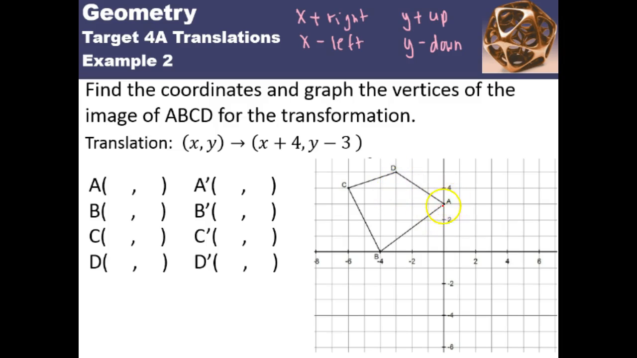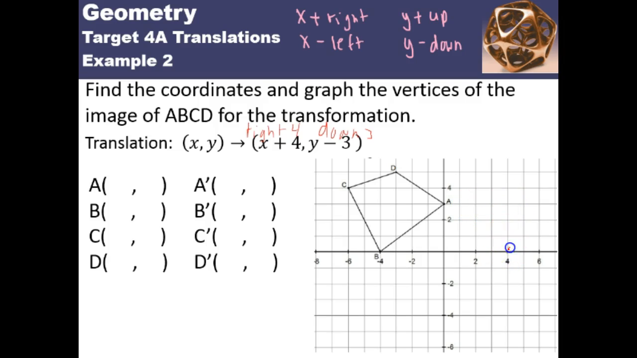A is this point right here, and this is saying x plus 4. So if I look up here, x plus means right. So this is saying right 4 and y minus is down. So down how many? 3. So I'm going to move right 4 and down 3. So I'm going to take A and I'm going to go right 4. 1, 2, 3, 4 and down 3.